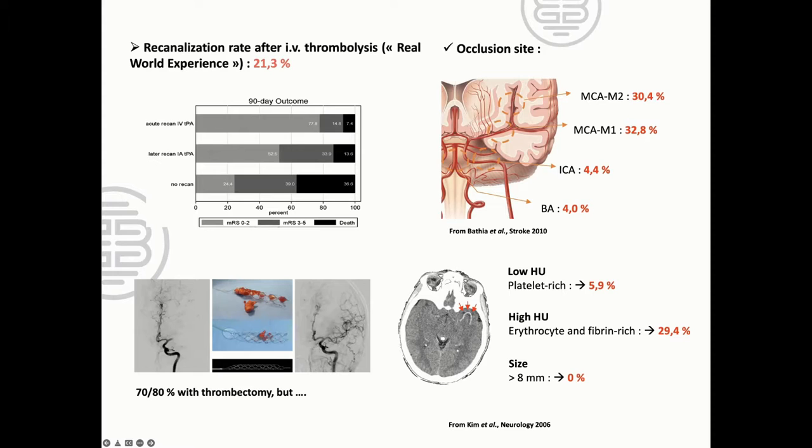But this high efficacy of recanalization, 70 to 80%, is not directly correlated with a similar beneficial effect in terms of functional recovery. So which means that there is a need for additional treatment to fill this gap between efficacy of recanalization and functional recovery.